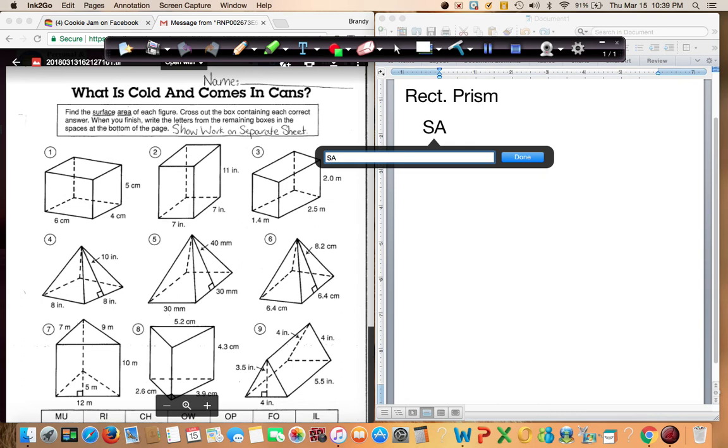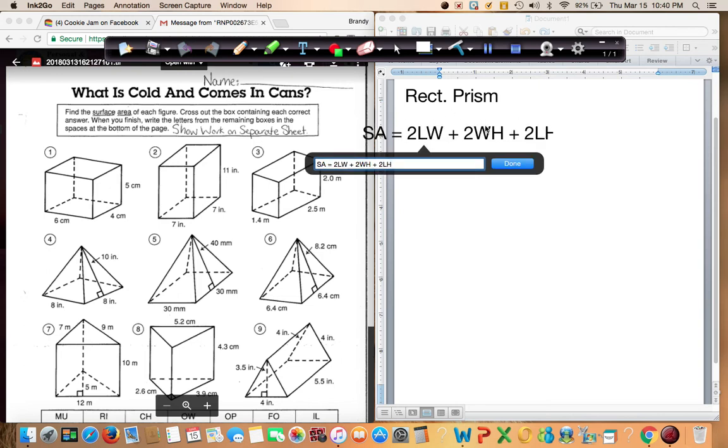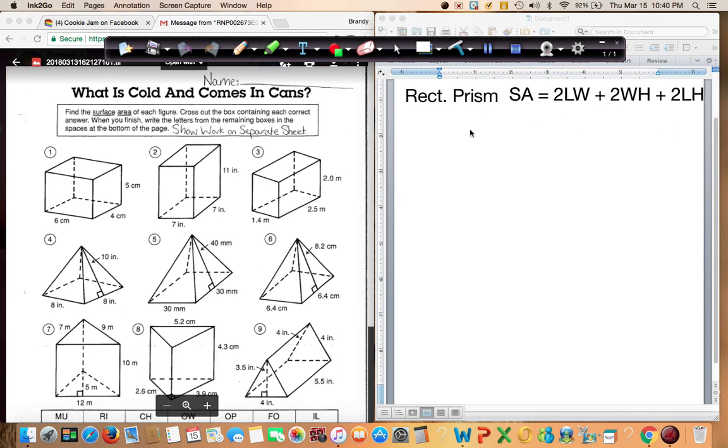The surface area of a rectangular prism is 2 times the length times the width plus 2 times the width times the height plus 2 times the length times the height. Okay, so for our rectangular prism, we have this formula. And we're going to apply it to number 1, 2, and 3, because those are all rectangular prisms. Let's get started. Alright, for number 1, we have our length is 6, our width is 4, and our height is 5.